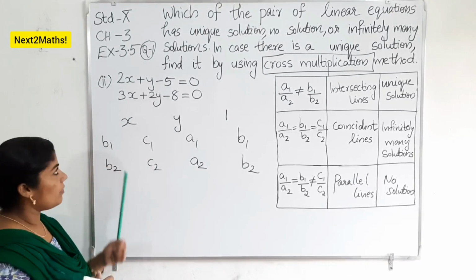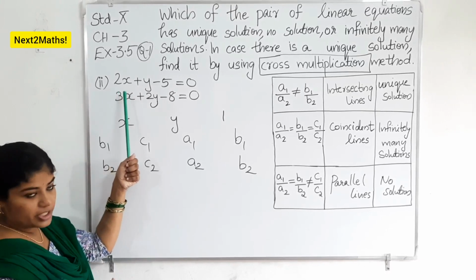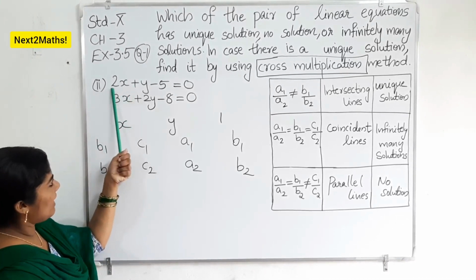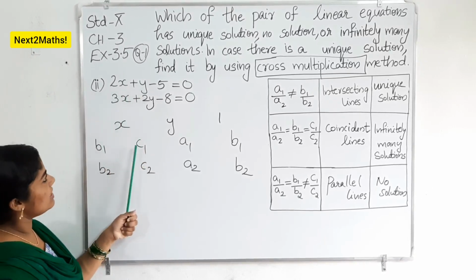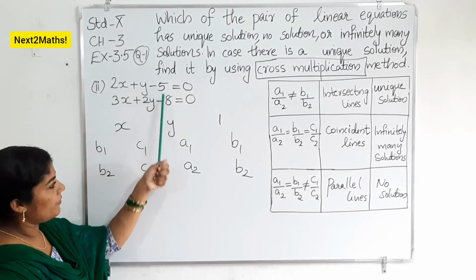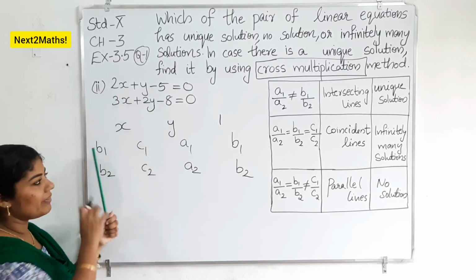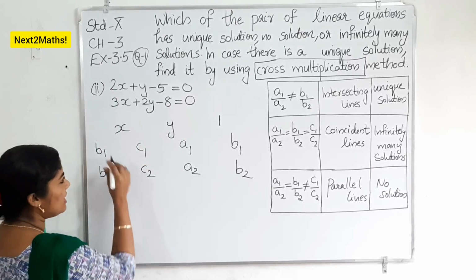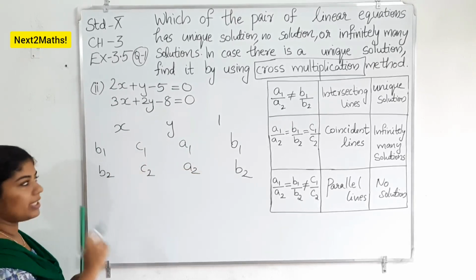With the variables, with these coefficients, we are writing in the place of b1, what is b1, here a1, b1, so 1, like that. c1, what is c1, minus 5. What is a1, 2. Like that we will give the numbers. That is our cross multiplication first step. So let's check all together with the numbers.